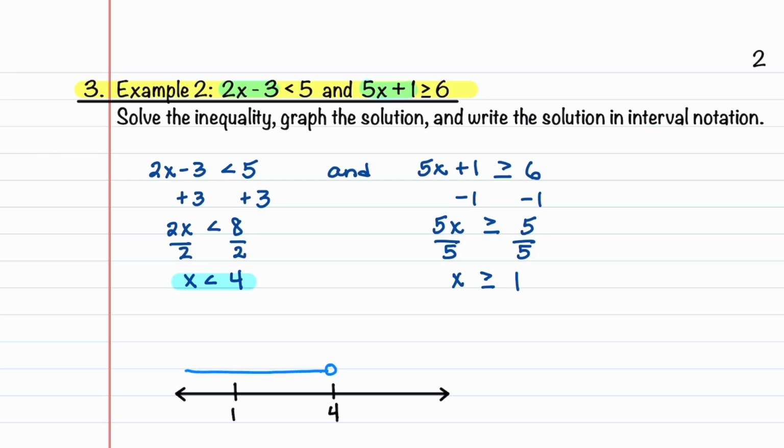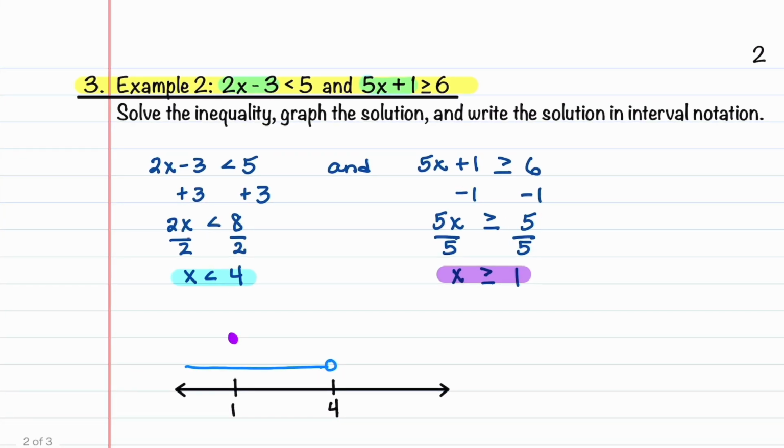Now let's graph our solution on the right. X is greater than or equal to 1. 1 is included, so let's put a closed circle at 1, and then every number greater than that, so we're going to put a line to the right. Because our problem has an and, we have to find the intersection of these two solutions. That means just finding the points that they have in common. And that's going to occur between 1 and 4.